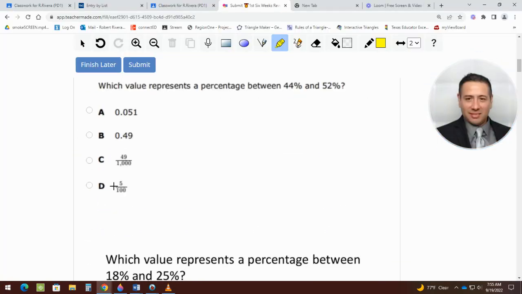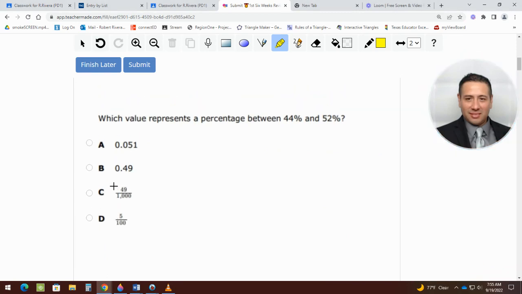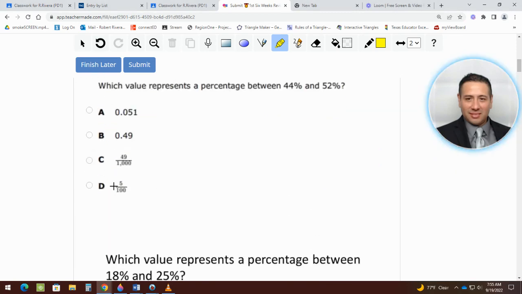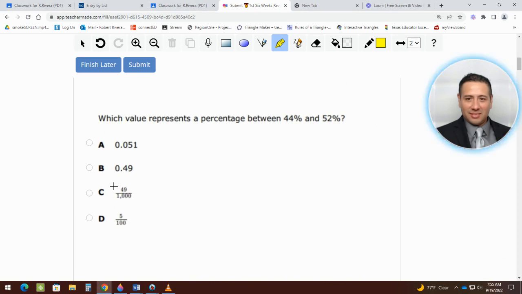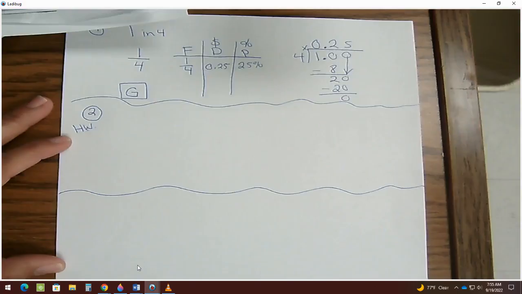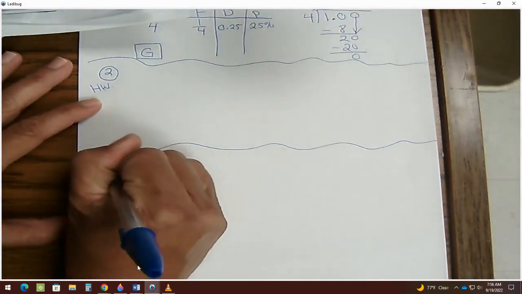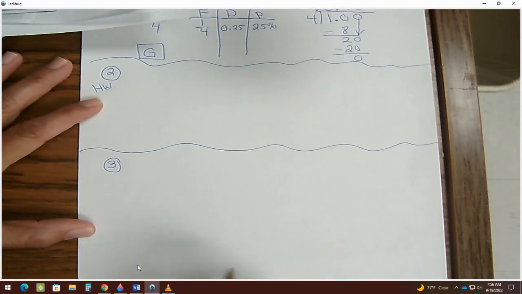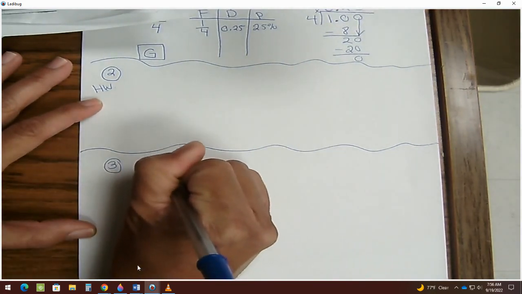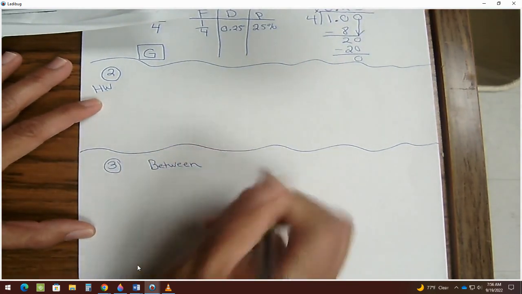Okay? Number 3. Number 3 says, which value represents a percentage between 44% and 52%? So I'm going to put number 3 now on my paper, and they mention the word between, okay?